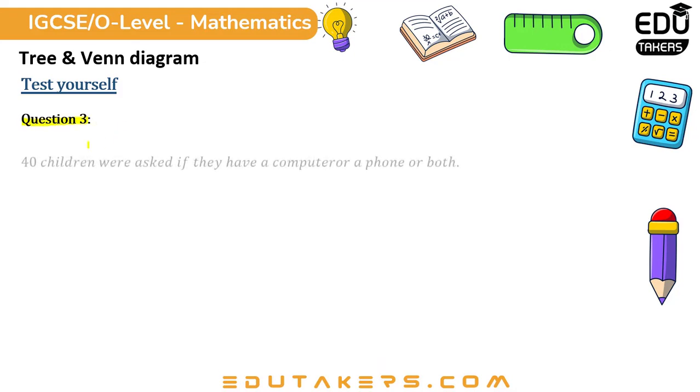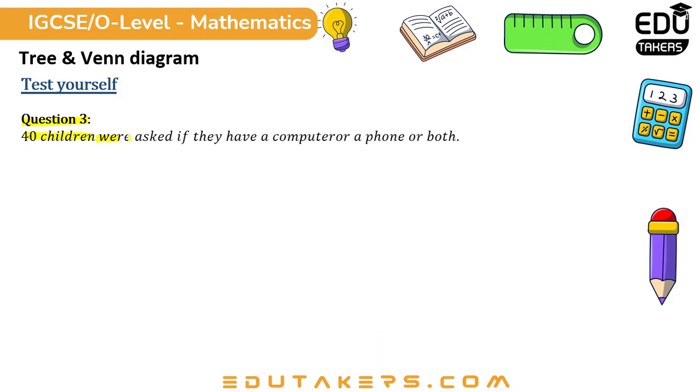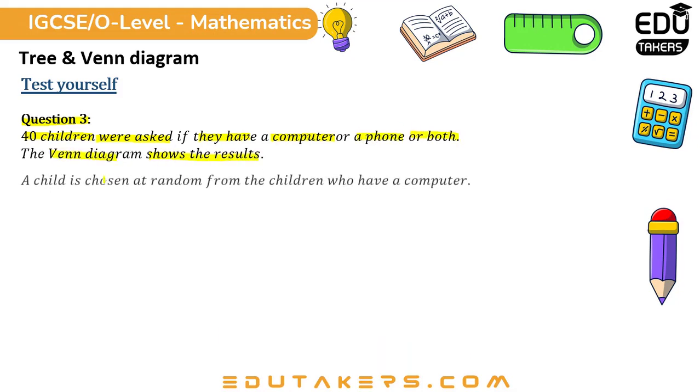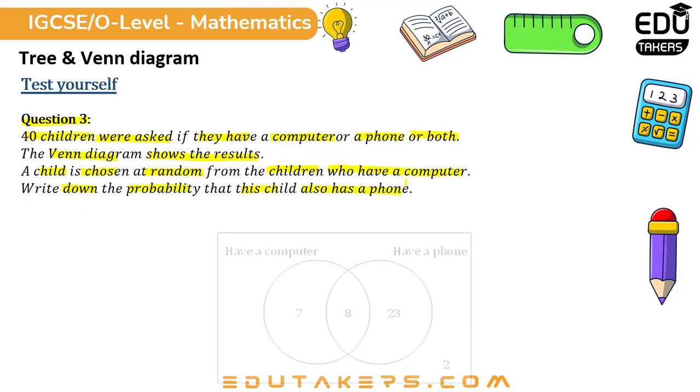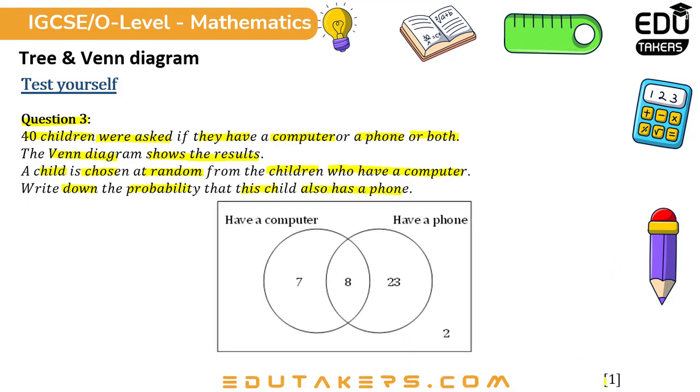Question number 3. 40 children were asked if they have a computer or a phone or both. The Venn diagram shows the results. A child is chosen at random from the children who have a computer. Write down the probability that this child also has a phone. It's a 1 mark question.